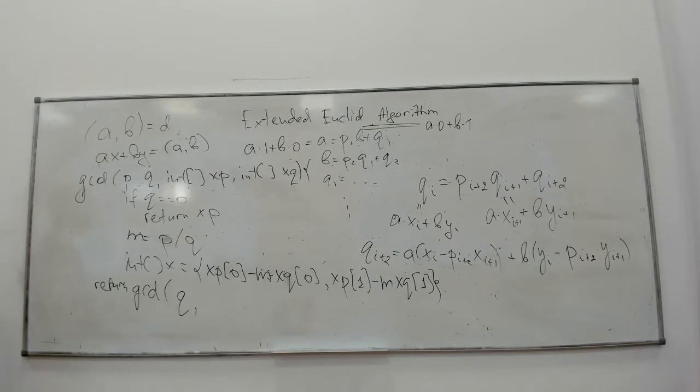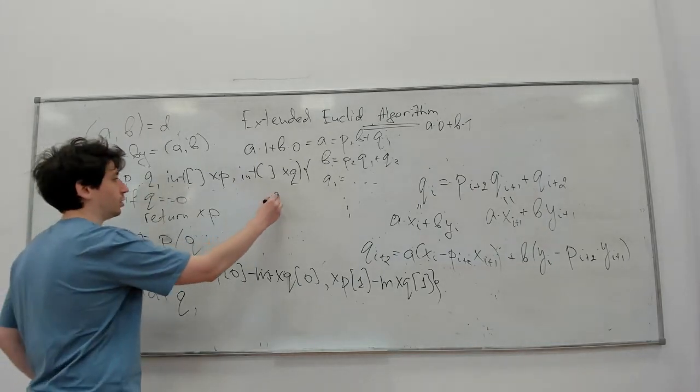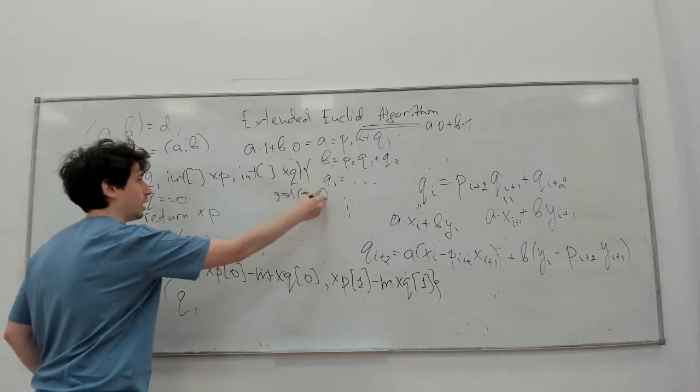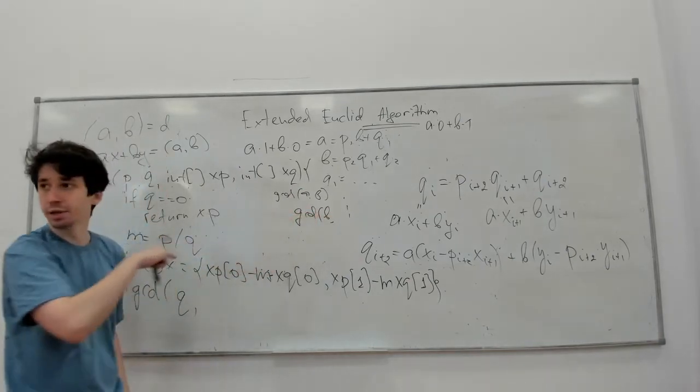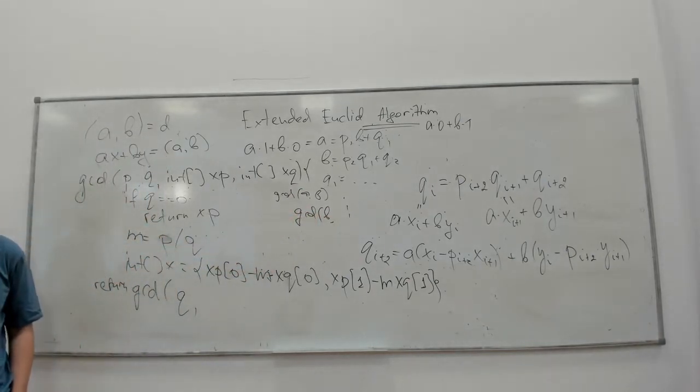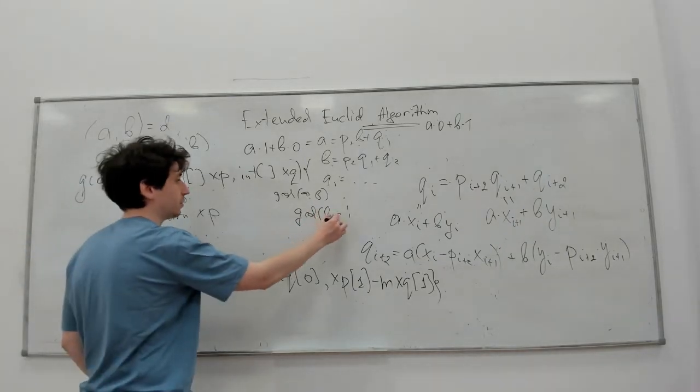Okay, so let's try to remember. In GCD, we have GCD(A, B) and we run then GCD(B, and then what? What was there? A mod... Yeah, it was A mod B.